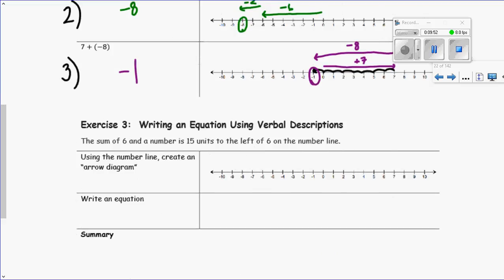The sum, so when you see the word sum, you know that means an addition problem. The sum of 6 and a number is 15 units to the left of 6 on the number line. Okay, so I know it's an addition problem, and I know that it's 6 and a number that is 15 units to the left of 6. So if I move 15 units to the left, that's got to be a negative number. Okay, pause it and do that one by yourself, and we will see how you did when you unpause it.